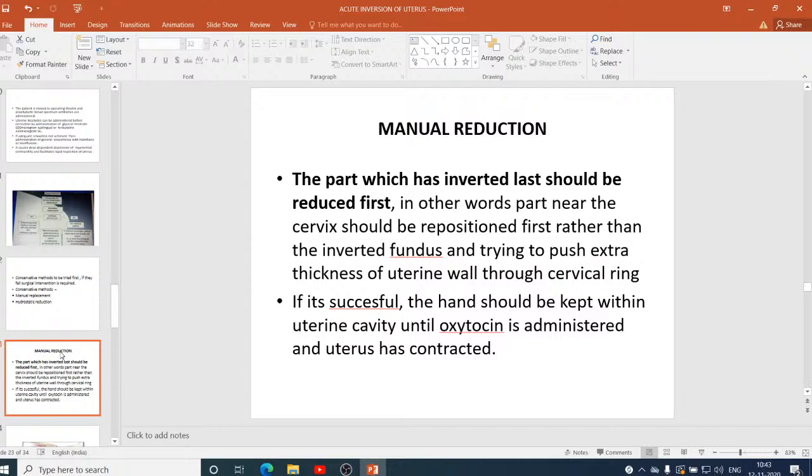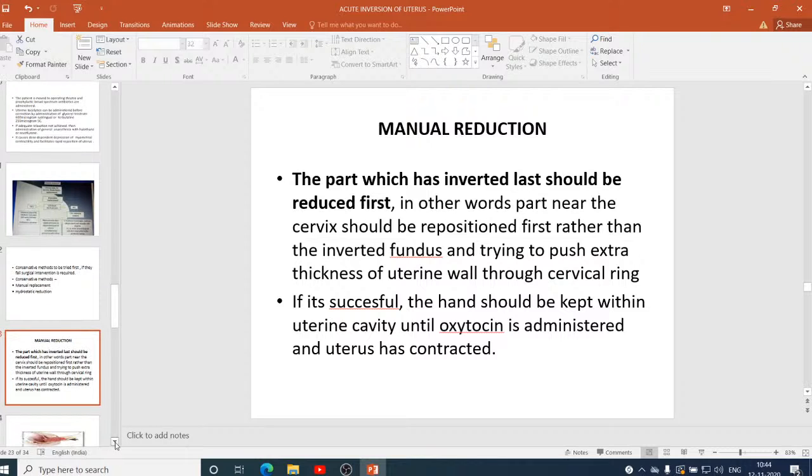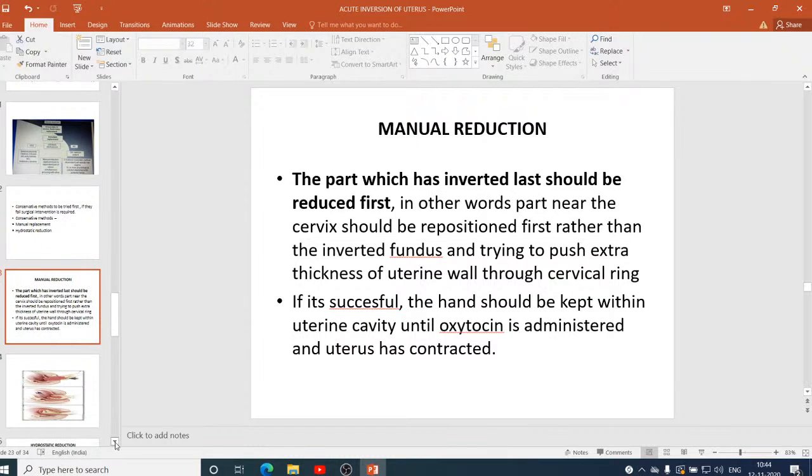In the manual reduction, the part which has inverted last should be reduced first. In other words, the part near the cervix should be repositioned first, rather than the inverted fundus, and then the extra thickness of the uterine wall is pushed later through the cervical ring. If it is successful, the hand should be kept within the uterine cavity and oxytocin should be administered until the uterus is contracted.